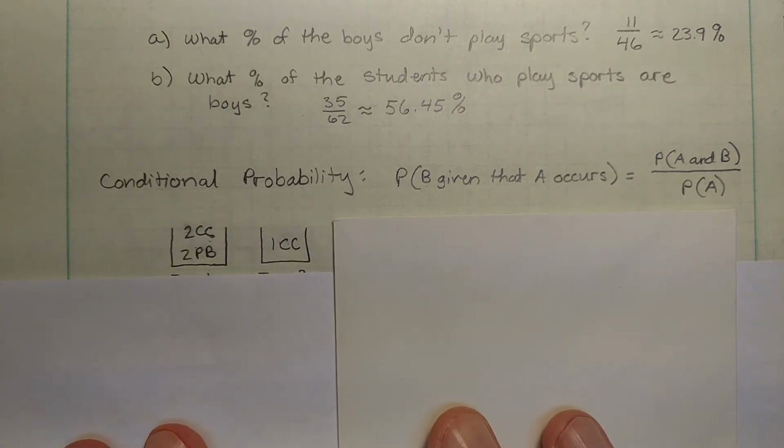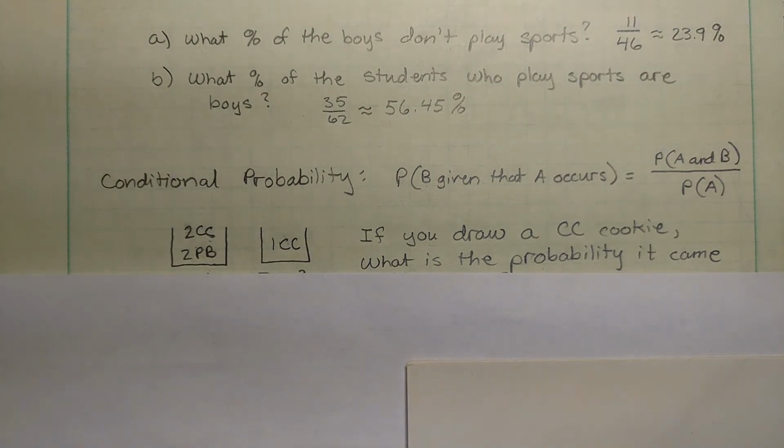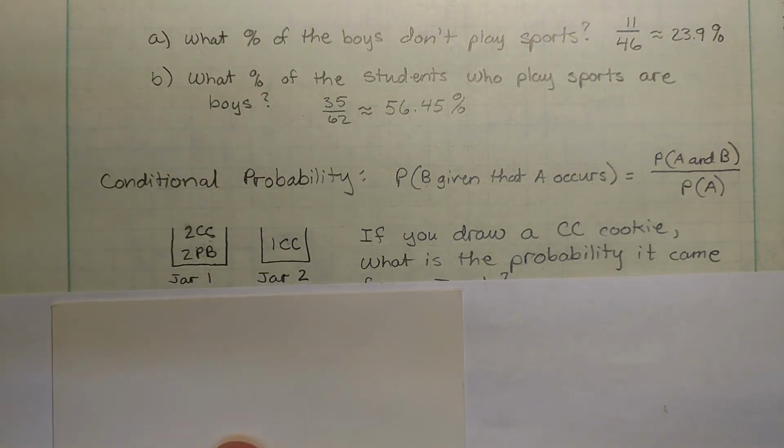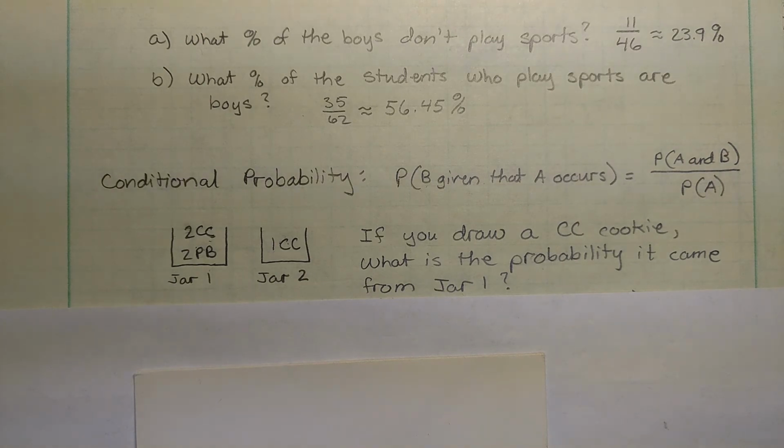So here's the question. If you draw a chocolate chip cookie, what is the probability that it came from jar number 1? So I reached in and I drew out a cookie. Didn't see which jar. I didn't know which jar was 1, which jar was 2. I didn't know which one had the different ones. And I pull out a chocolate chip cookie. Well, obviously, it could have come from jar 1, and it could have come from jar 2. The question is, what is the probability that it actually did come from jar number 1? And I want to be able to calculate that.